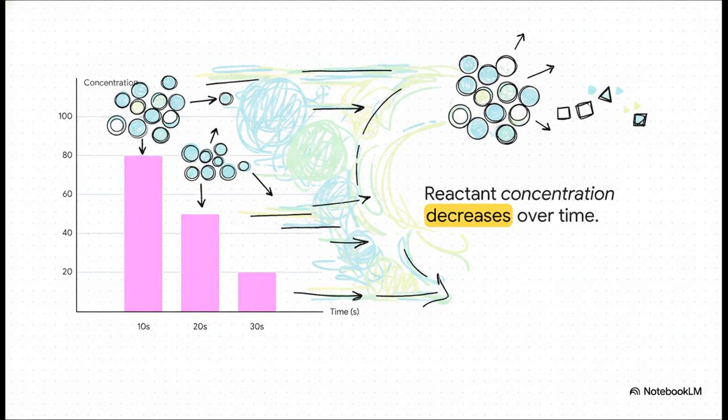And this brilliantly illustrates exactly what we mean. At 10 seconds, you can see the reactant concentration is really high. Then at 20 seconds, it drops. And at 30 seconds, it drops even more. As time ticks by, those reactants are being used up to make products. Basically, the faster that concentration drops, the faster your overall rate of reaction is.